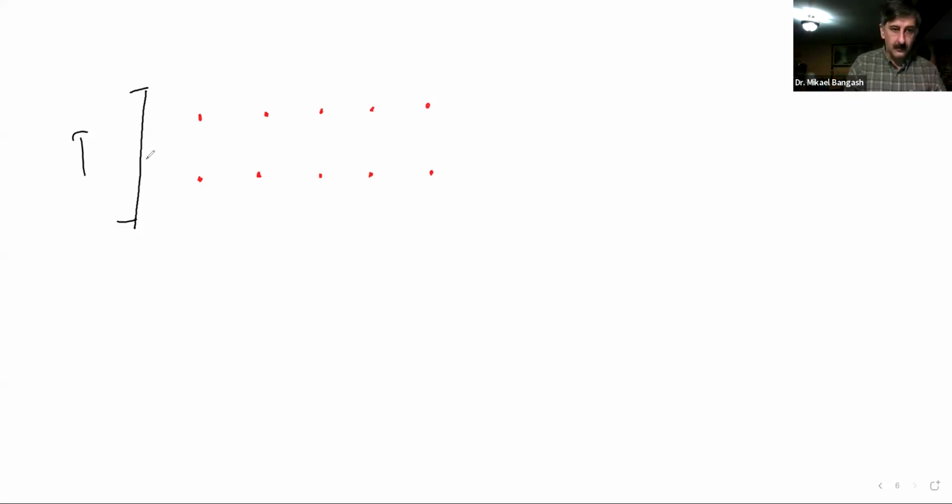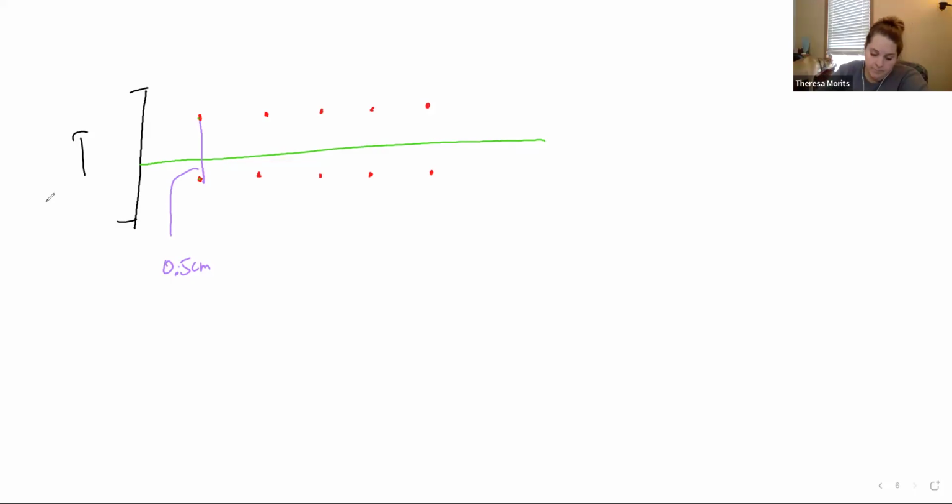Well, this is going to be our beam's main axis. But let's just say that the distance between this structure and this structure, this structure and this structure, this and this, is the same. Let's say this distance here is half of a centimeter. Did you guys get that? Yeah. Good. Now we have our beam.